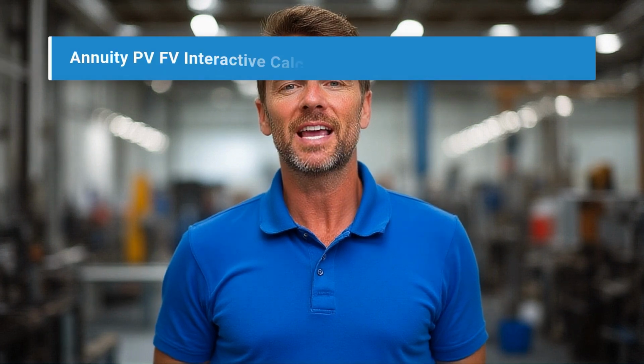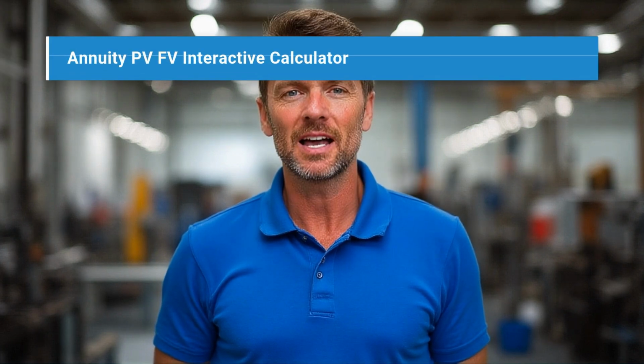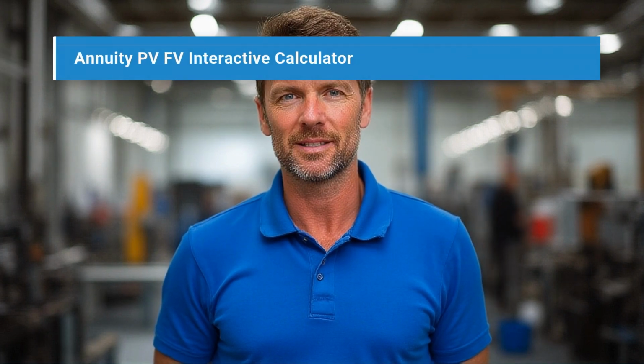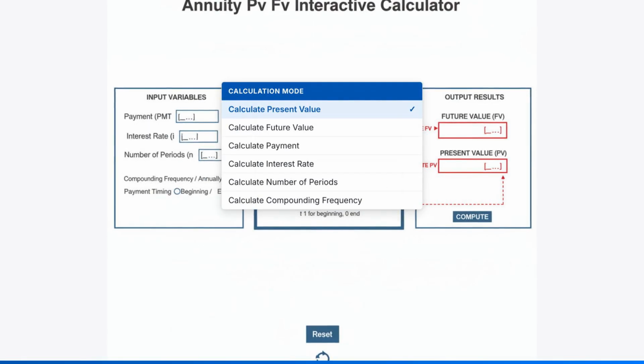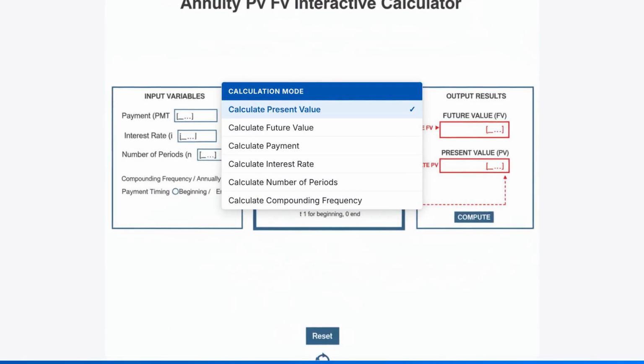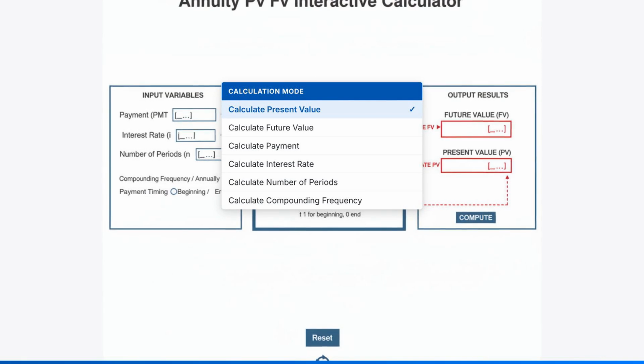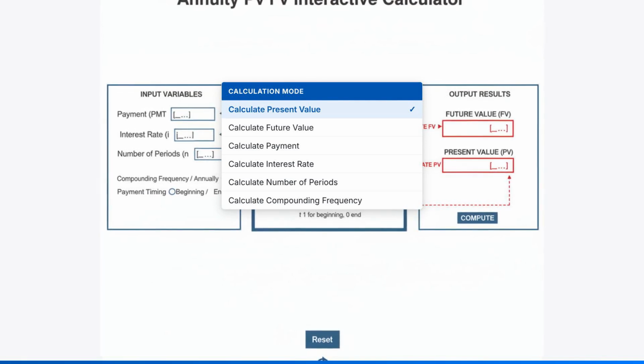The Annuity PVFV interactive calculator solves time value of money problems for annuities. Let's explore the inputs. First, you'll see the calculation mode drop-down with 6 options: calculate present value, calculate future value, calculate payment amount, calculate interest rate, calculate number of periods, or calculate both PV and FV from payment. For this demo, I'm selecting Calculate Present Value.